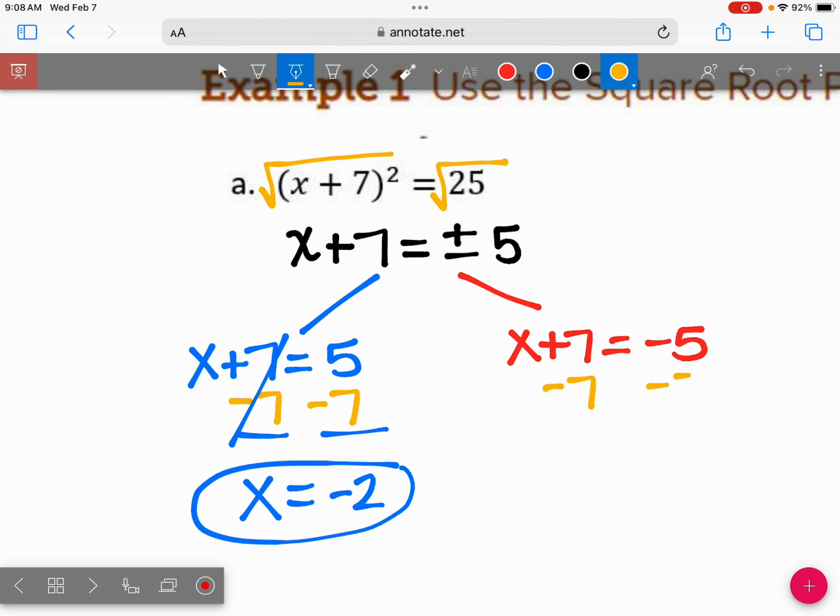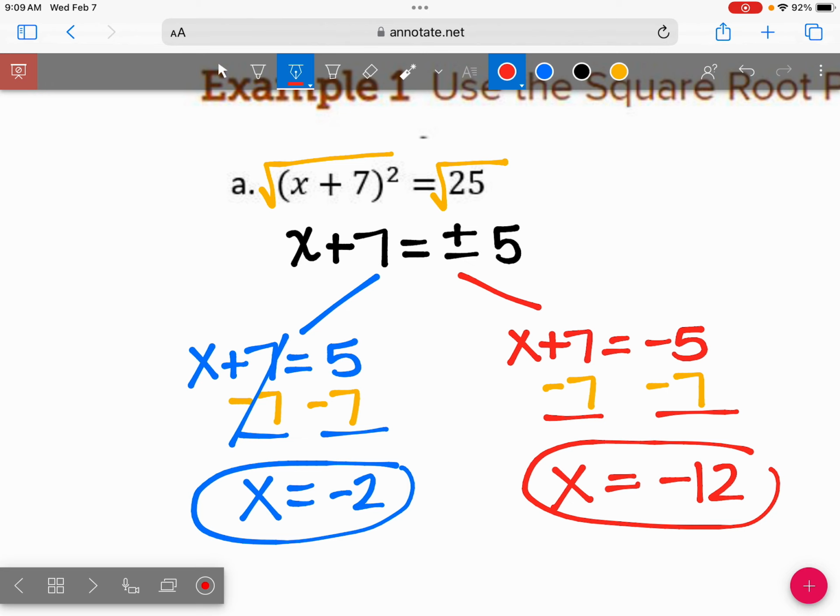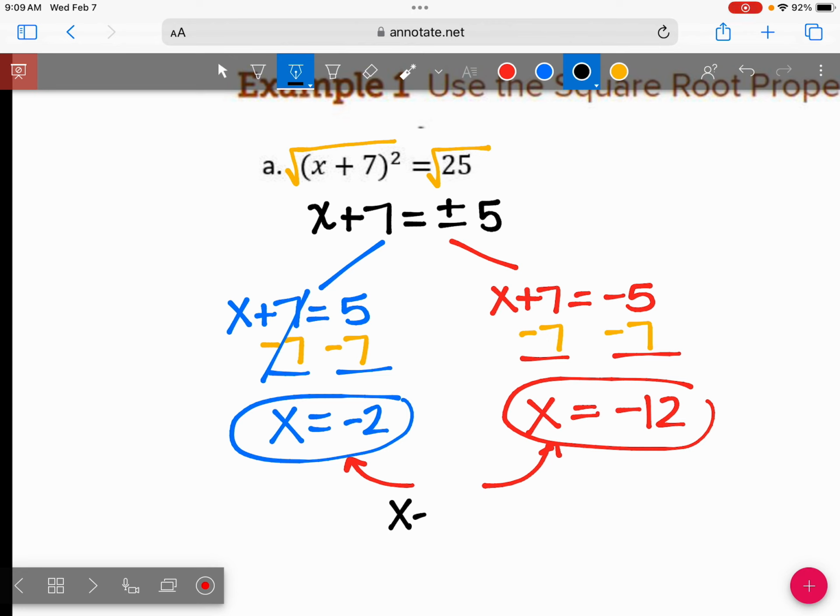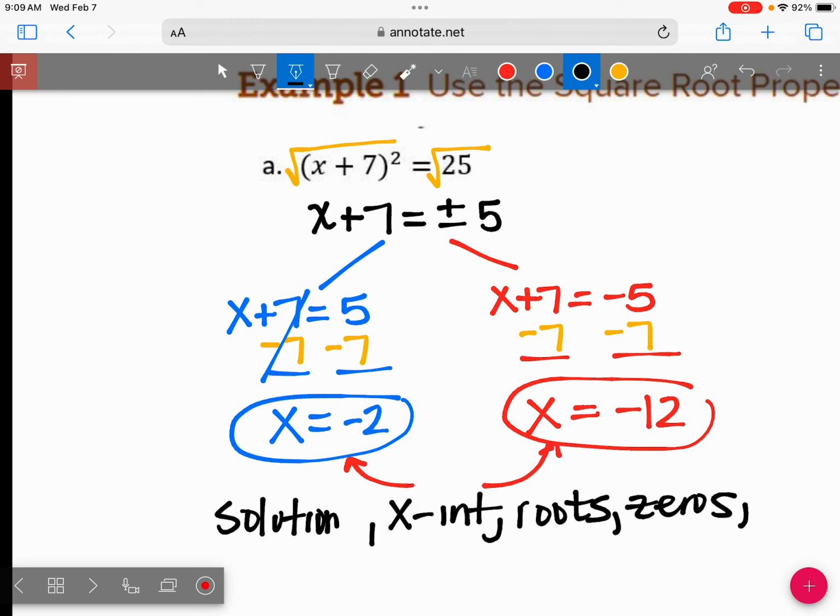We're going to do the same thing with our second equation. We have to subtract the 7. All right, what do you get when you type negative 5 minus 7? So negative 5 minus 7 would be negative 12. All right, these are my x-intercepts, and you don't have to write this down, but these represent my x-intercepts, my roots, my zeros, my solutions. That's what these 2 numbers would represent.